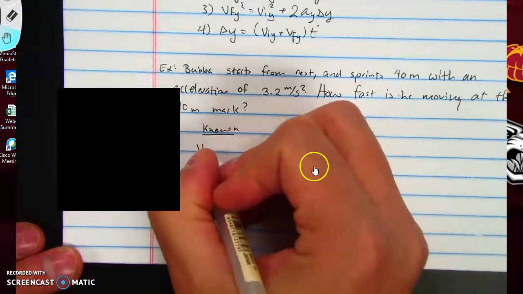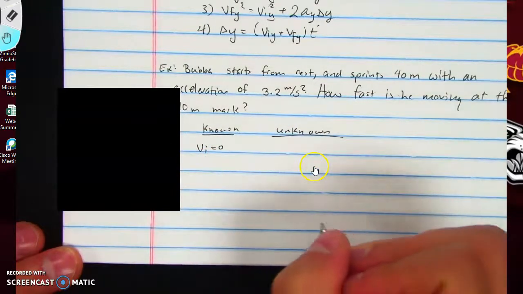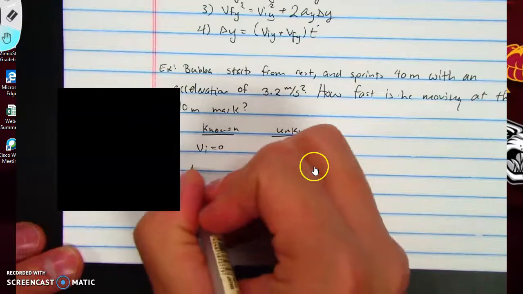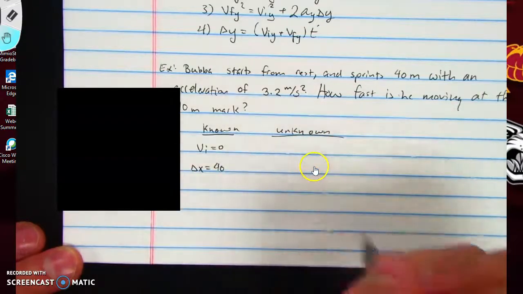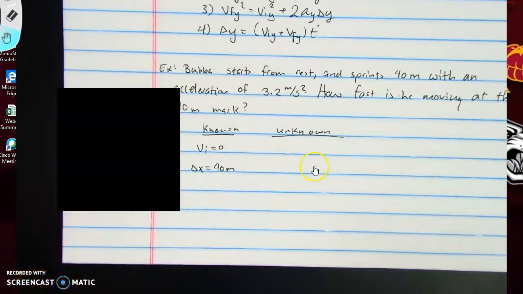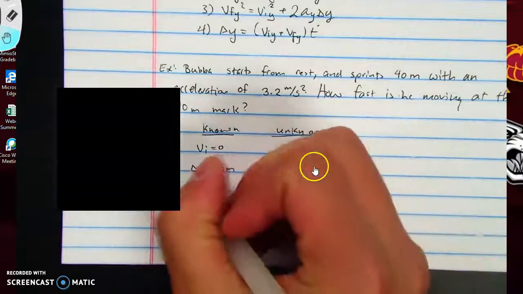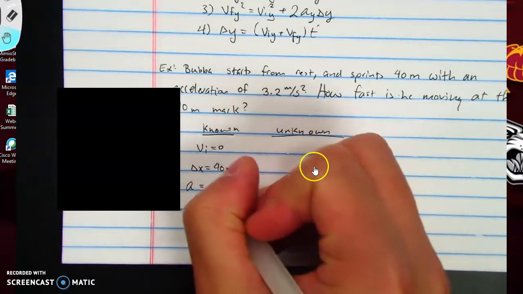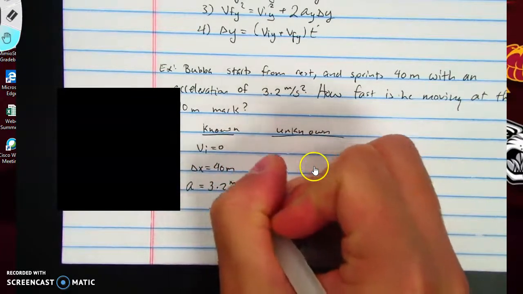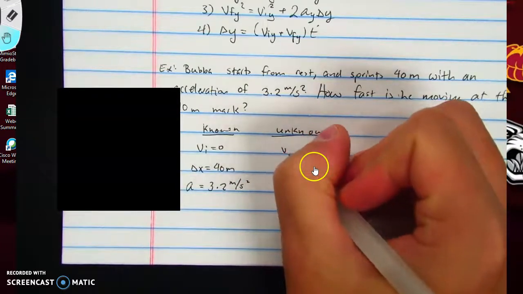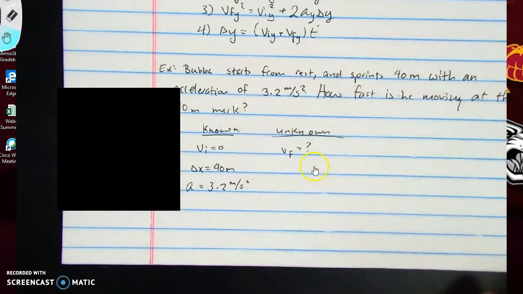So what do I know? I know my v initial is 0. I know my delta x is 40 meters. I'm using x because I don't really indicate which direction he's going, so it's a good assumption saying he's moving left or right. In this case, right, because it's all positive. But you could say delta y if you really wanted to. Then a is equal to 3.2 meters per second squared. Unknown, v final is my unknown.